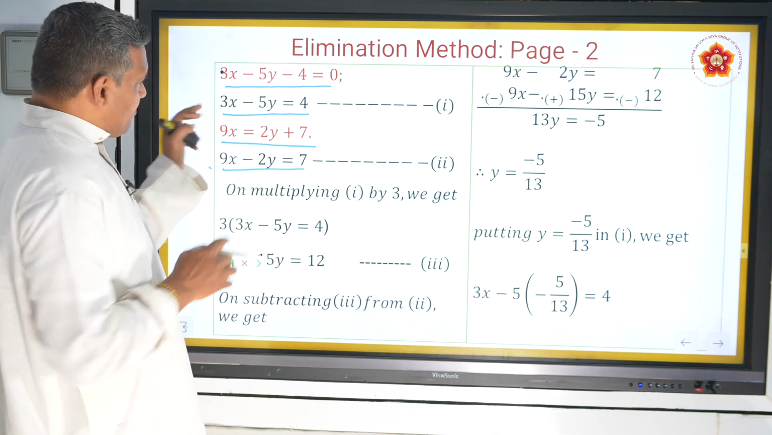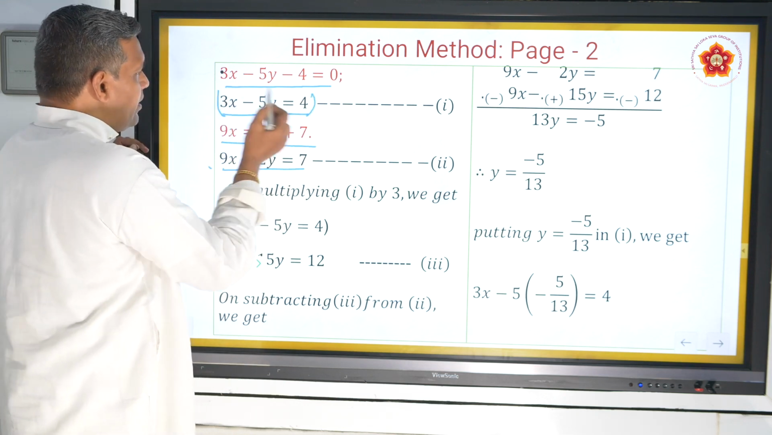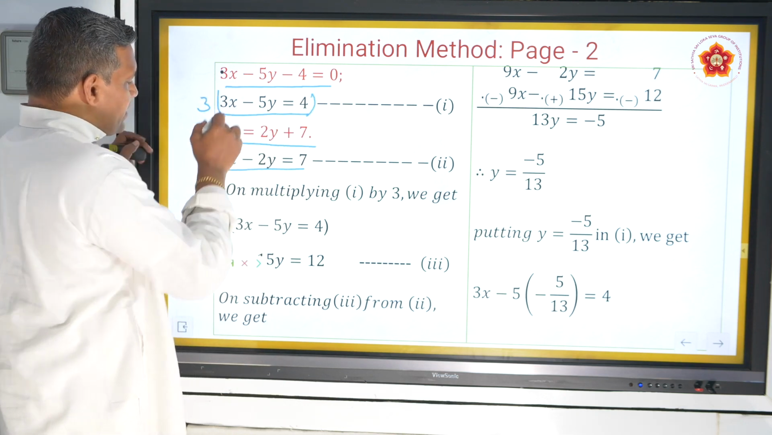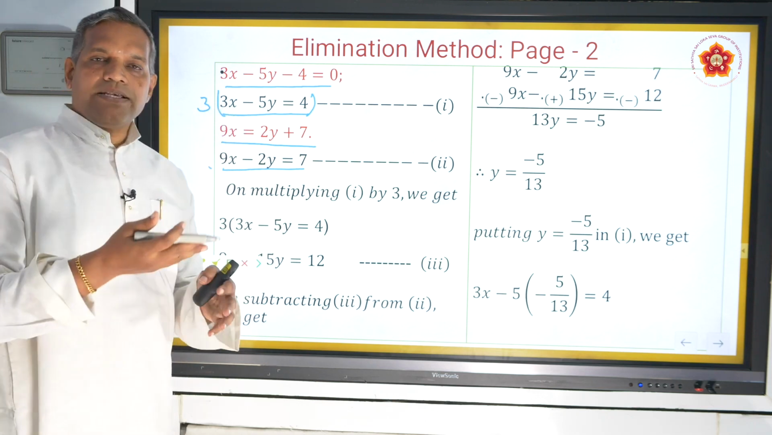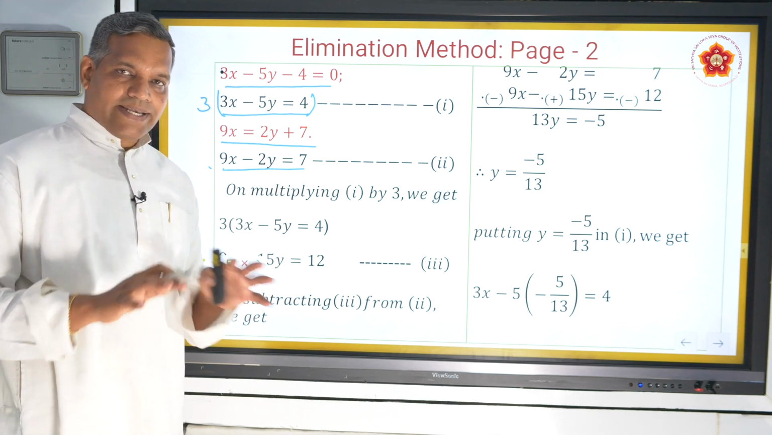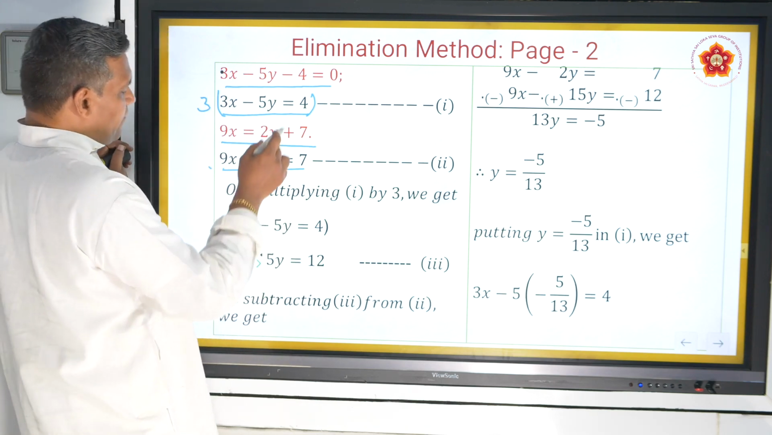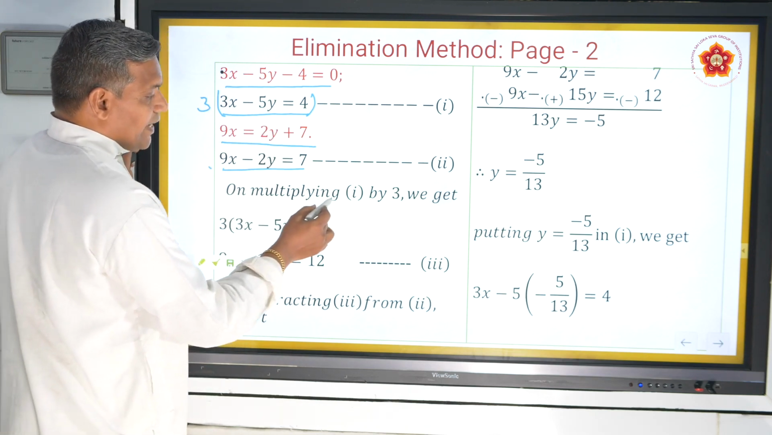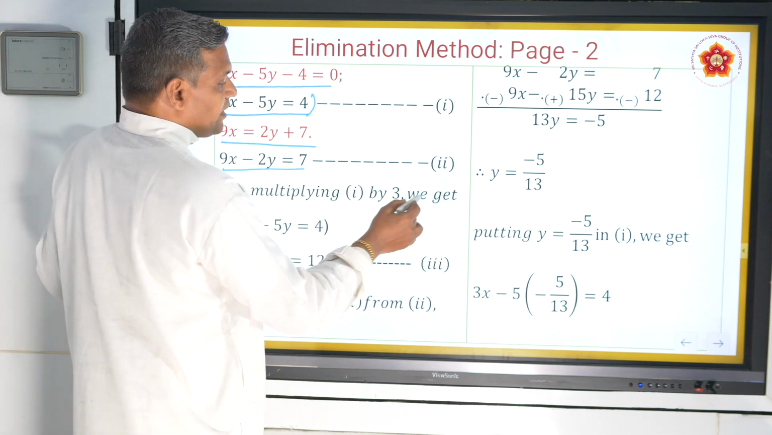If I multiply the whole equation with number 3, 3 3s are 9, I get 9x. So 9x I can subtract and make it 0. That is the whole technique. So what I will do, multiply the whole equation by 3. So on multiplying equation number 1 by 3 we get.